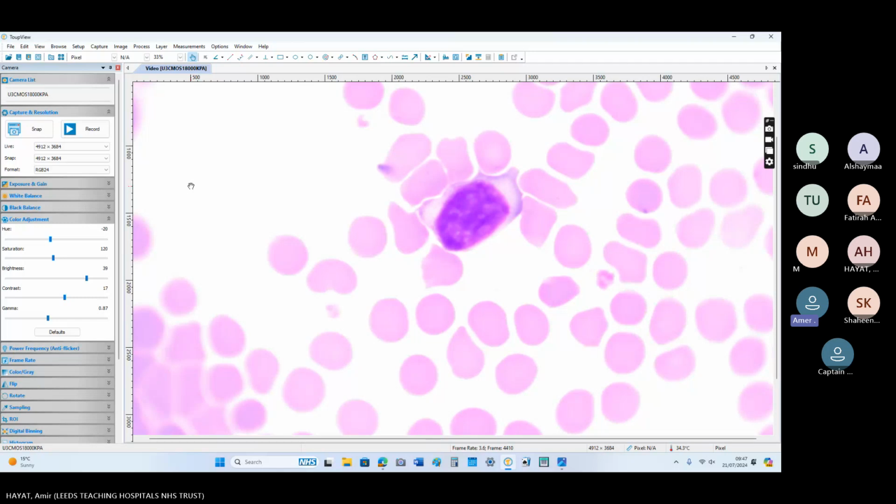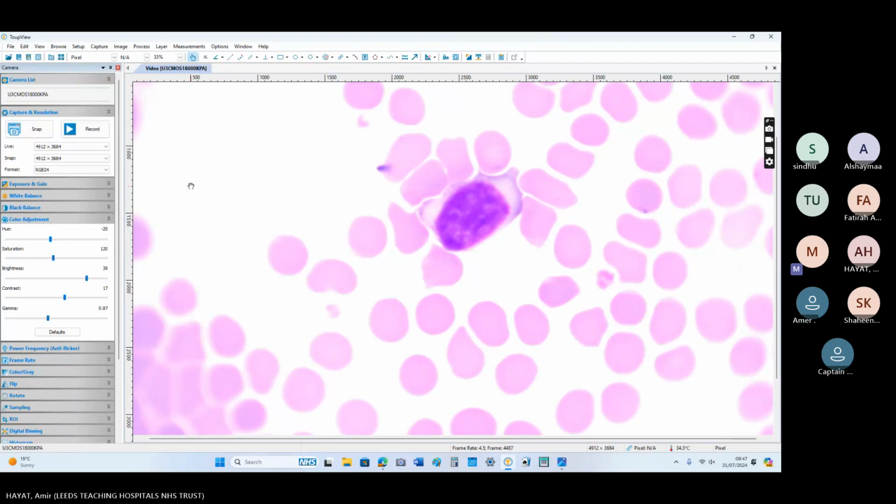So, three parts: description of the cells, most likely or most probable diagnosis, and what investigation you will do. So, this is the advice part. Then you will get 5 out of 6 marks or 6 out of 6 marks.